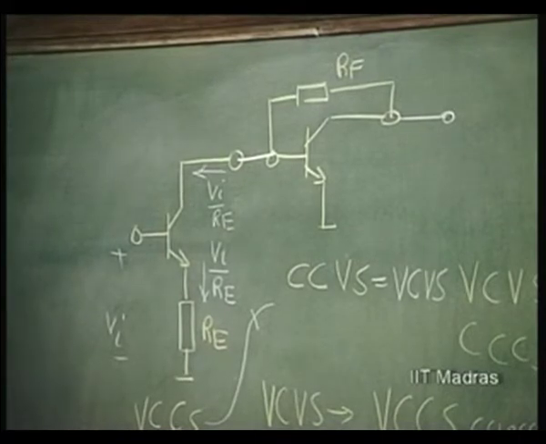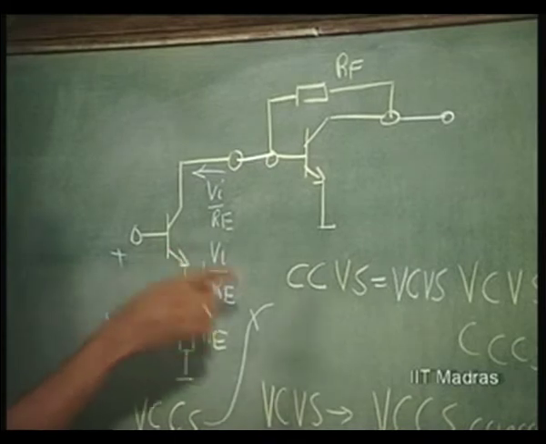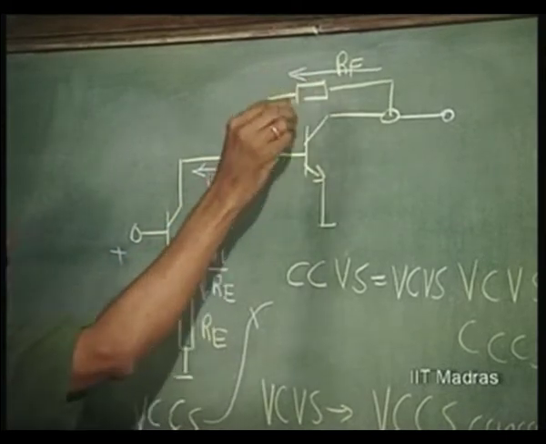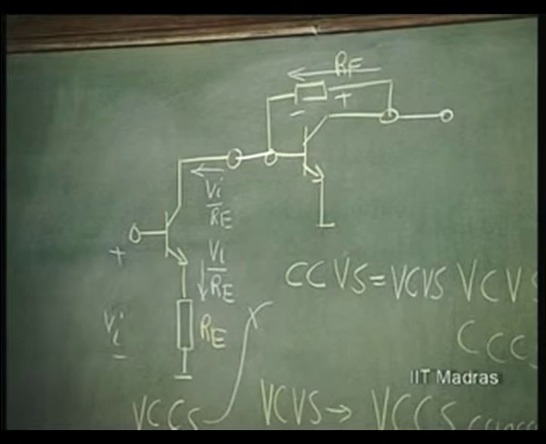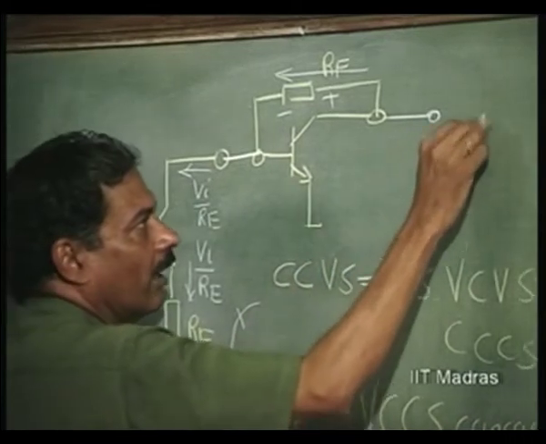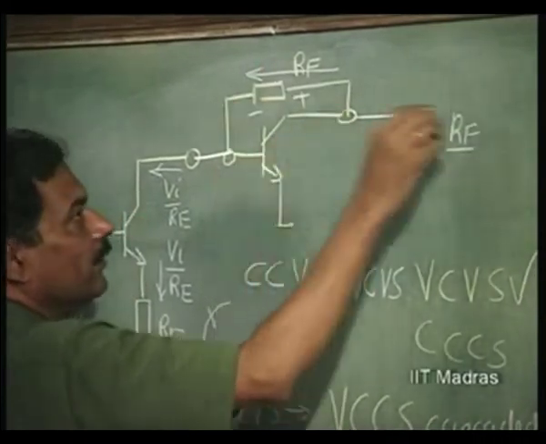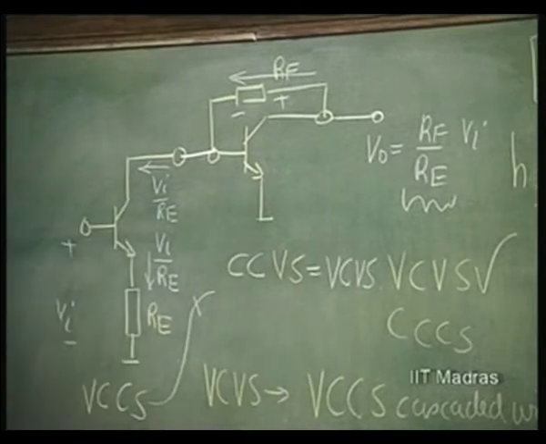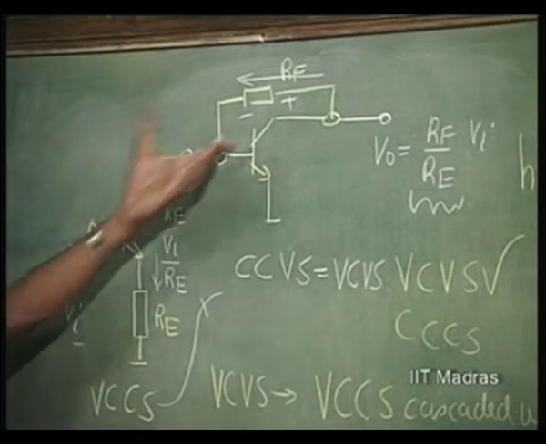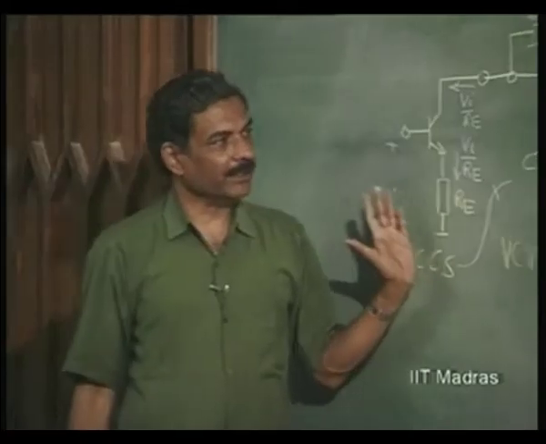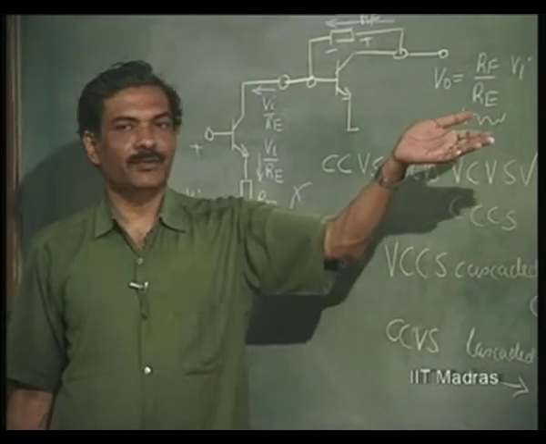If this is V I by R E here, we have seen in our earlier discussion that this whole current is going to flow through R F only and result in a potential here, V naught is equal to R F into V I by R E. So, you get a voltage gain of R F over R E. So, suppose R F is 10 k and R E is 1 k, you are now designing a nice voltage controlled voltage source of gain equal to 10 without taking recourse to the H feedback with the pair that we had earlier discussed.